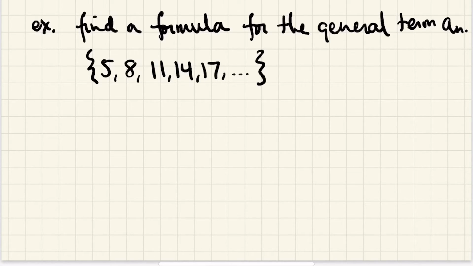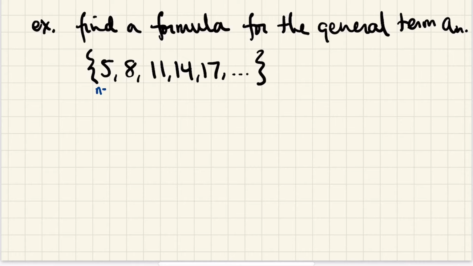So great, while we've unlocked all its secrets, that doesn't mean that out of the blue, if I ask you what's the 100th term, it would be impractical to just count your way out to the 100th term by adding 3 a bunch of times. So it'd be nice if we had a formula. Well, what are we going to do?